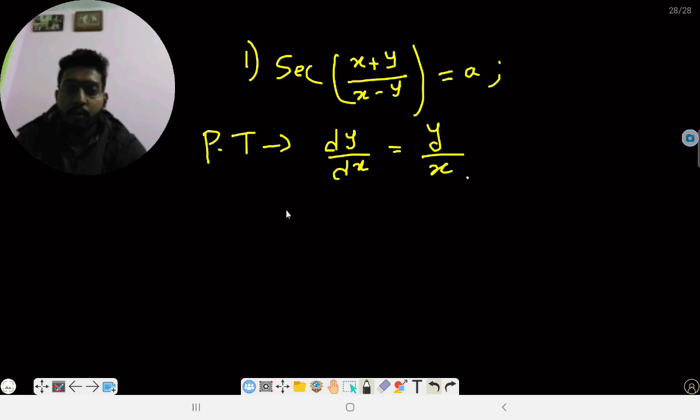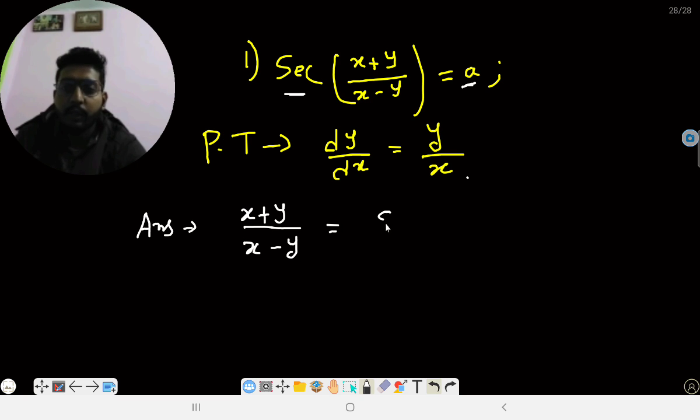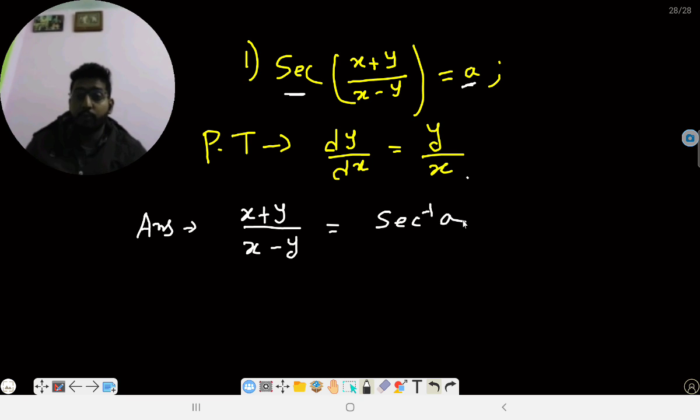Now how to do this one? First of all, we can see there is a sec and here it is a constant. So if the sec goes there, it will become like this: (x plus y) divided by (x minus y) will be sec inverse of a. So (x plus y) by (x minus y) will become sec inverse of a.